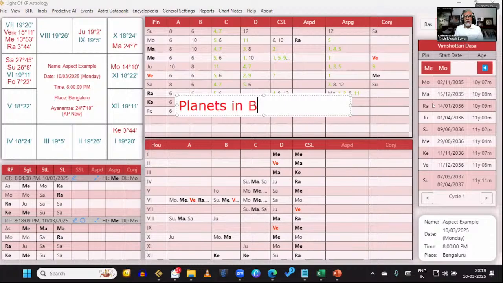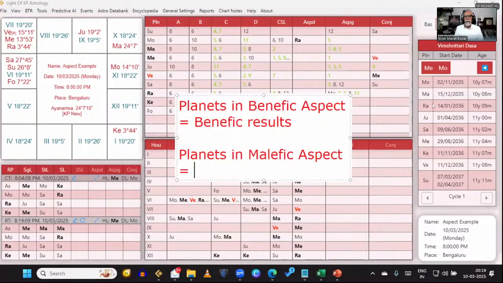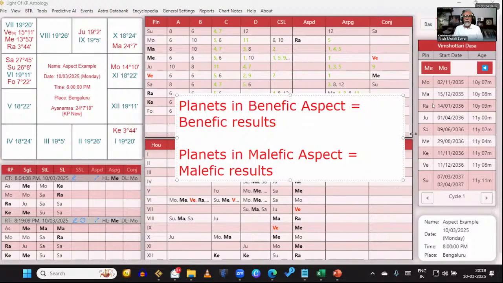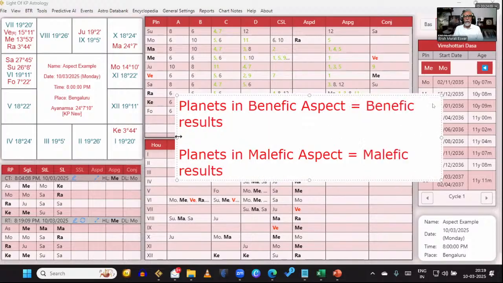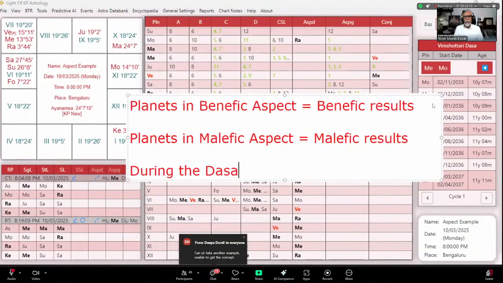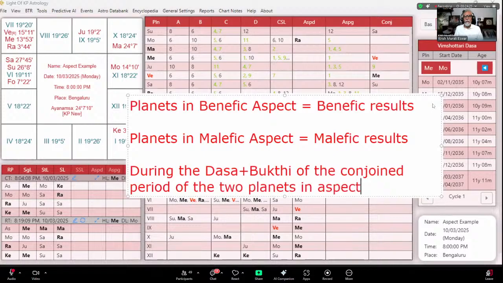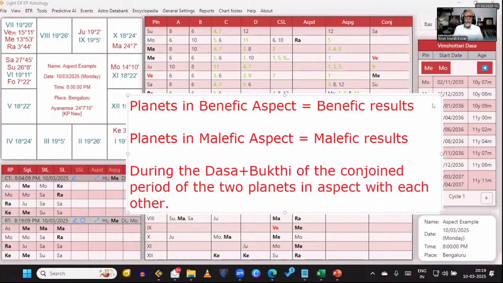So remember, planets in benefic aspect will give benefic results. Planets in malefic aspect will give malefic results. So this is an undeniable rule. Keep this in mind. When will the results come? During the Dasa Bhukti of the conjoint period of the two planets in aspect with each other.